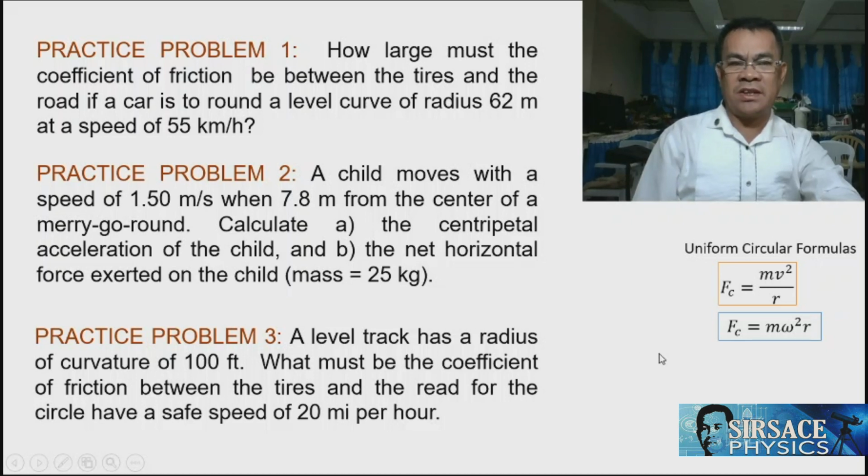So centripetal acceleration is a sub c. Take note, v squared over r. So you have this 1.5, and you have this radius. So then very easy. Then you are asked to solve for the net horizontal force. This is centripetal force. You can use this formula. In number 3, level track with radius. Given the radius of the level track, meaning this is a flat road curve. You are asked the coefficient of friction again. Given the radius, very simple.